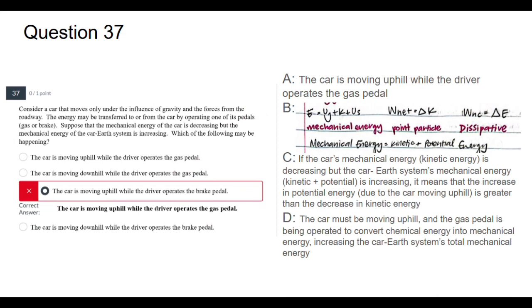And the last question I got wrong was 37. The correct answer to this was actually the car is moving uphill while the driver operates the gas pedal. If the car's mechanical energy, kinetic energy, is decreasing, but the car-Earth system's mechanical energy, kinetic plus potential, is increasing, it means that the increase in potential energy due to the car moving up the hill is greater than the decrease in the kinetic energy. The car must be moving uphill, and the gas pedal is being operated to convert chemical energy into mechanical energy, increasing the car-Earth system's total mechanical energy.